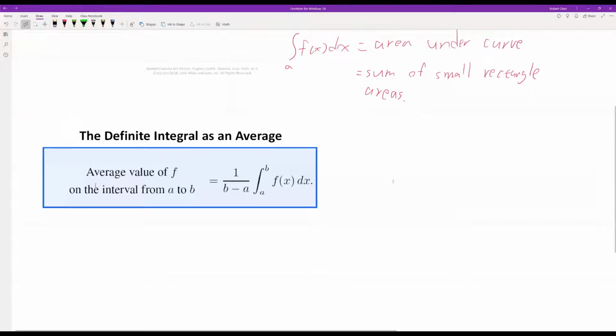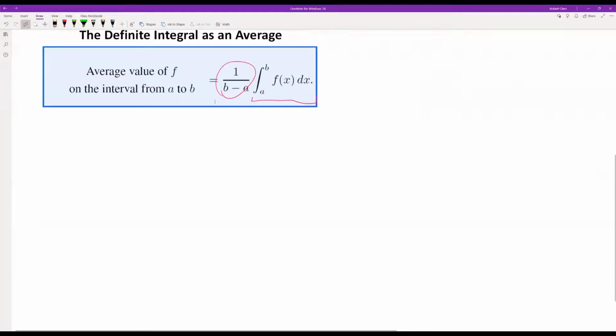The average value of f on the interval from a to b: you have your definite integral over here, and then you just multiply by 1 over b minus a. The b minus a will be the distance between a and b, and you divide by that value. That gives you the average of the definite integral, or the function value.